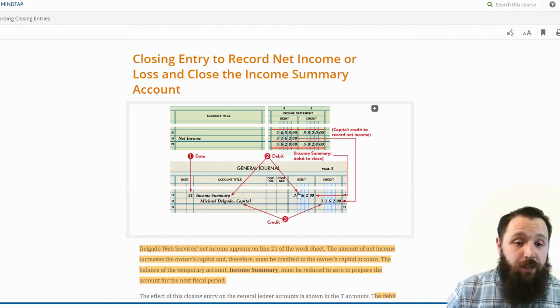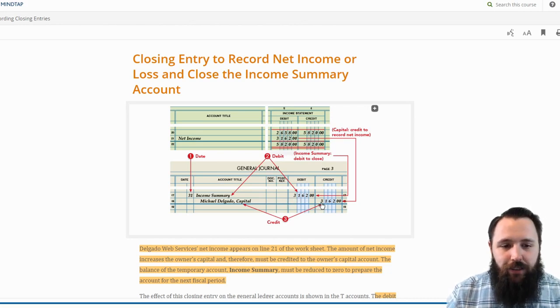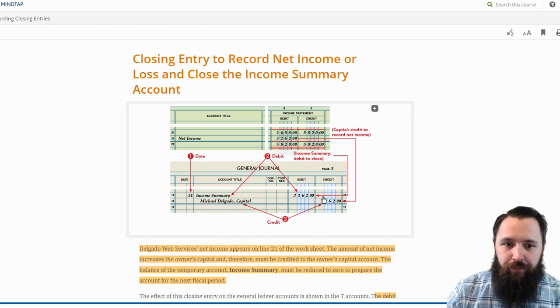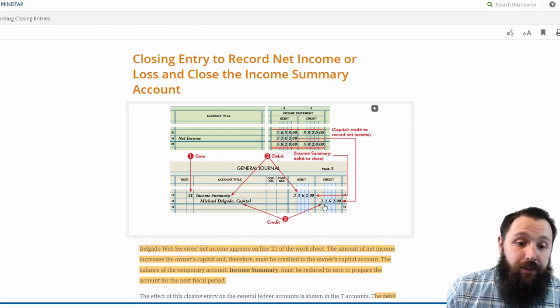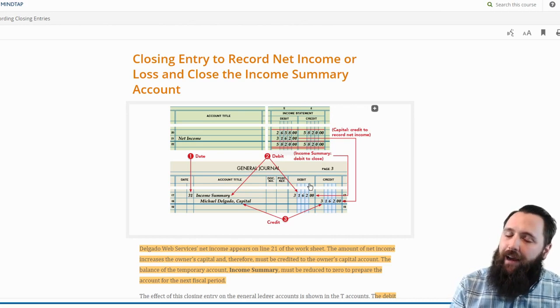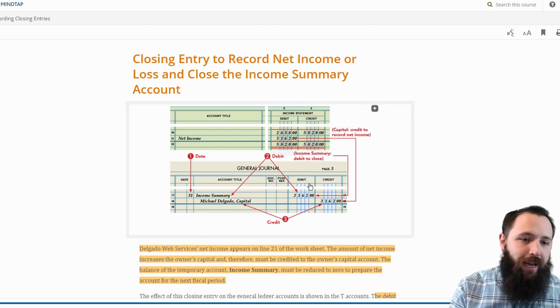So income summary is going to have a balance of zero. And then Michael Delgado's capital is actually going to be positively affected when we credit it. Okay, right? It's on the right-hand side of the accounting equation. It's capital. It increases with a credit. And we credit Michael Delgado's, we could just look at it and go, income summary must be debited, so Michael Delgado's has to be credited. That's fine. You can look at it that way. I just want to explain the reason why behind it.